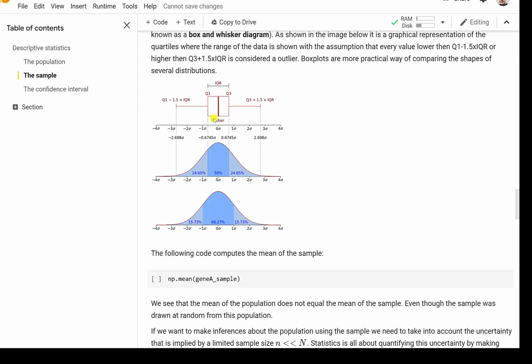So here we know that between Q3 and Q1 we have 50% of our values, and then we have another 25% here, and another 25% here.